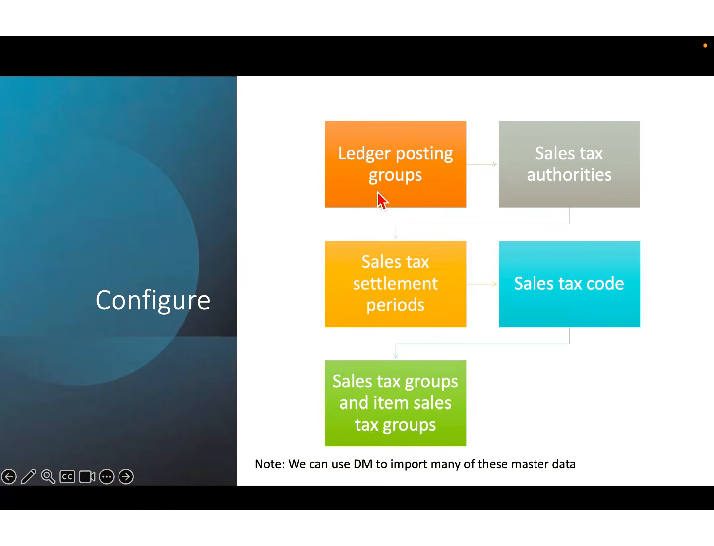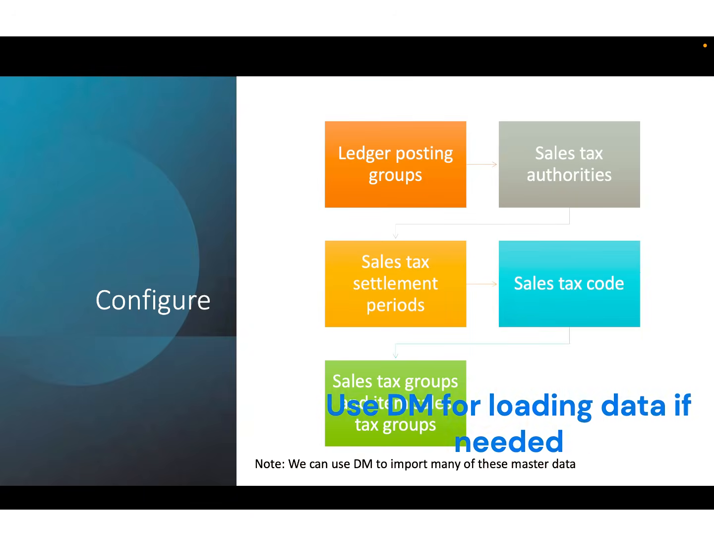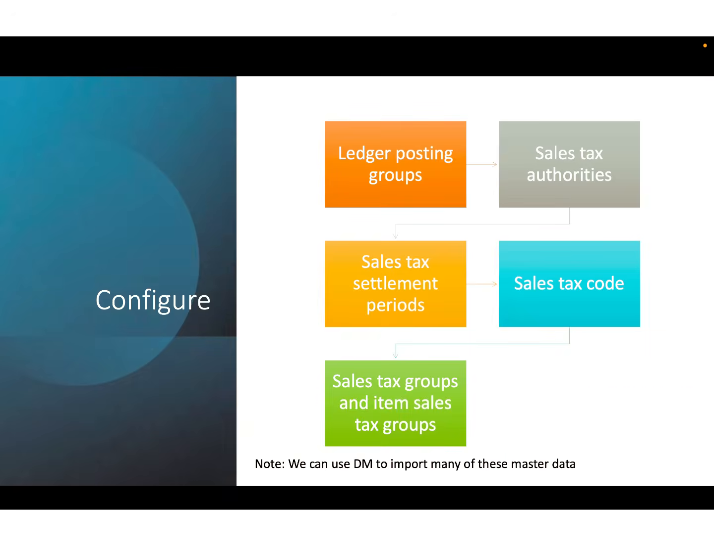When I say that I have to create the posting group, I have to create the authorities, settlement period, sales tax code, the sales tax group and the item sales tax group. Very important: you can create this kind of configuration manually one by one, or if needed you can go with the data management, and then you will be able to import the required entity there.